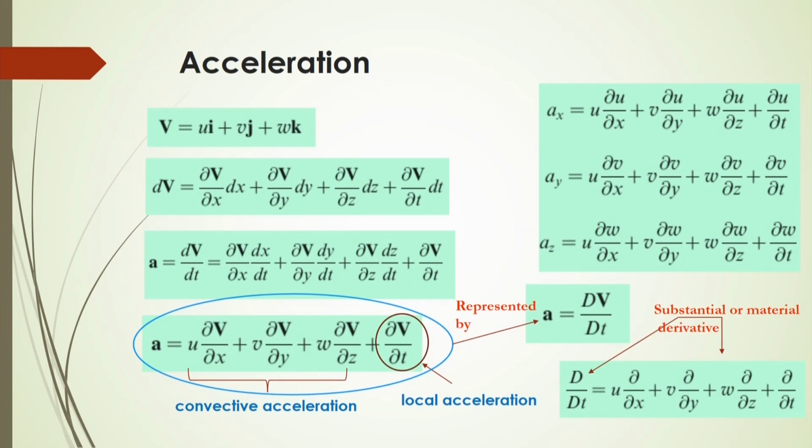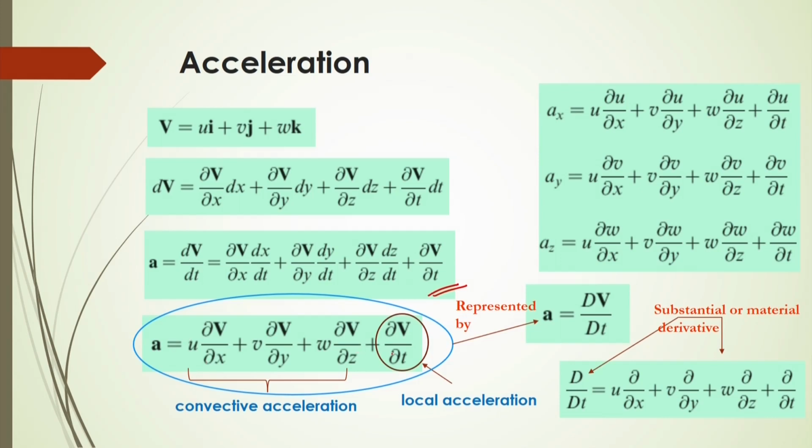Now, if we represent the velocity in vector notation, then v will be equal to u i plus v j plus w k. Here u, v and w are the velocity components in the x, y and z directions, and these are scalar quantities. Then, as we have already discussed, dv will be equal to dou v dou x into dx plus dou v dou y into dy plus dou v dou z into dz plus dou v dou t into dt, and then the acceleration follows from this equation.